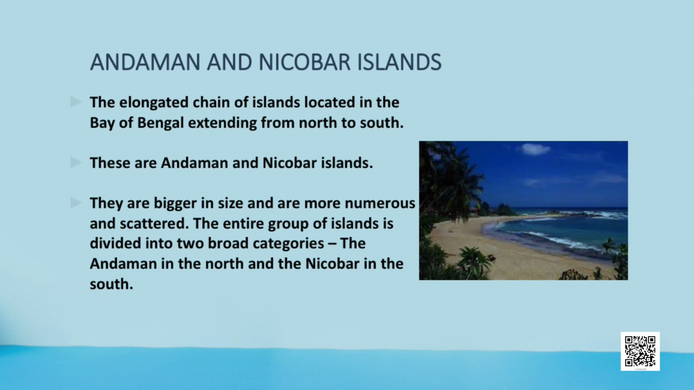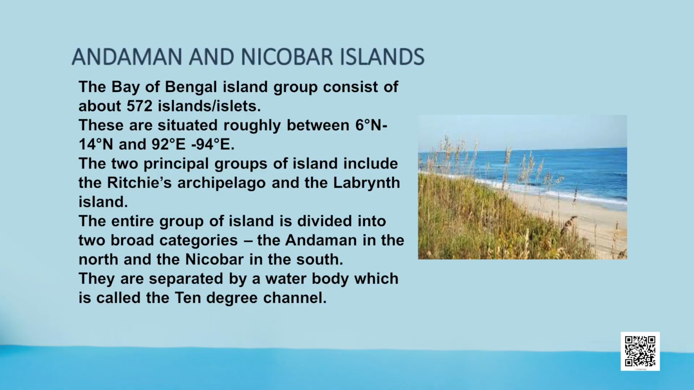They are not very close to each other, they are scattered. The entire group of islands is divided into two broad categories, the Andamans in the north and the Nicobars in the south. The Bay of Bengal island groups, that is the Andaman and Nicobar Islands, consist of 572 islands. These are situated roughly between 6 degrees north to 14 degrees north and 92 degrees east to 94 degrees east. The two principal groups of islands include Ritchie's Archipelago and Labyrinth Island.